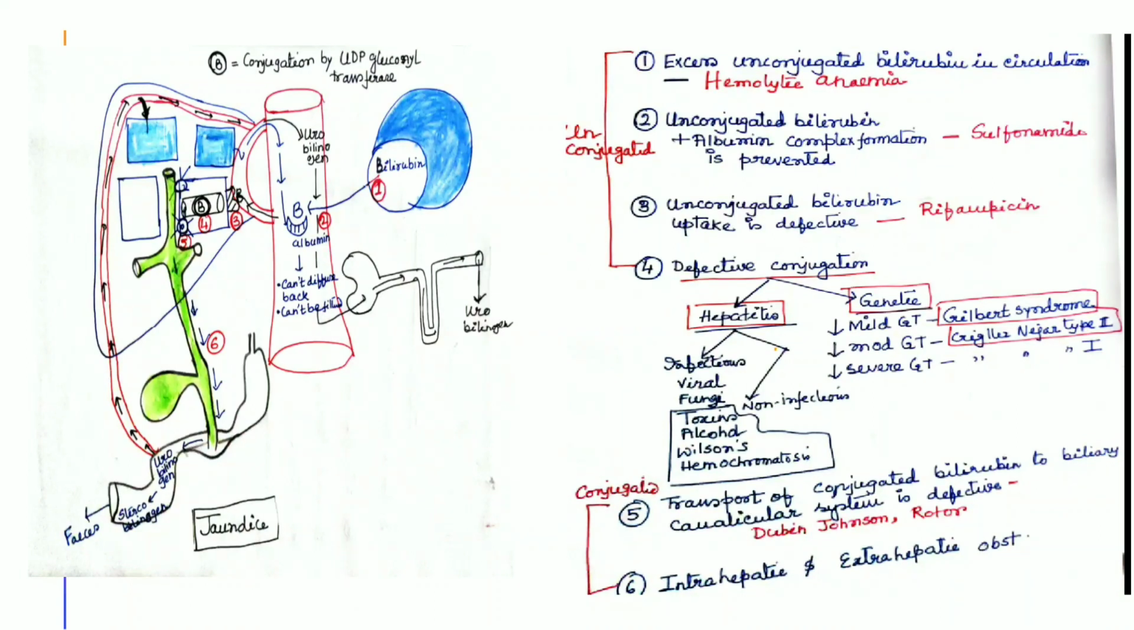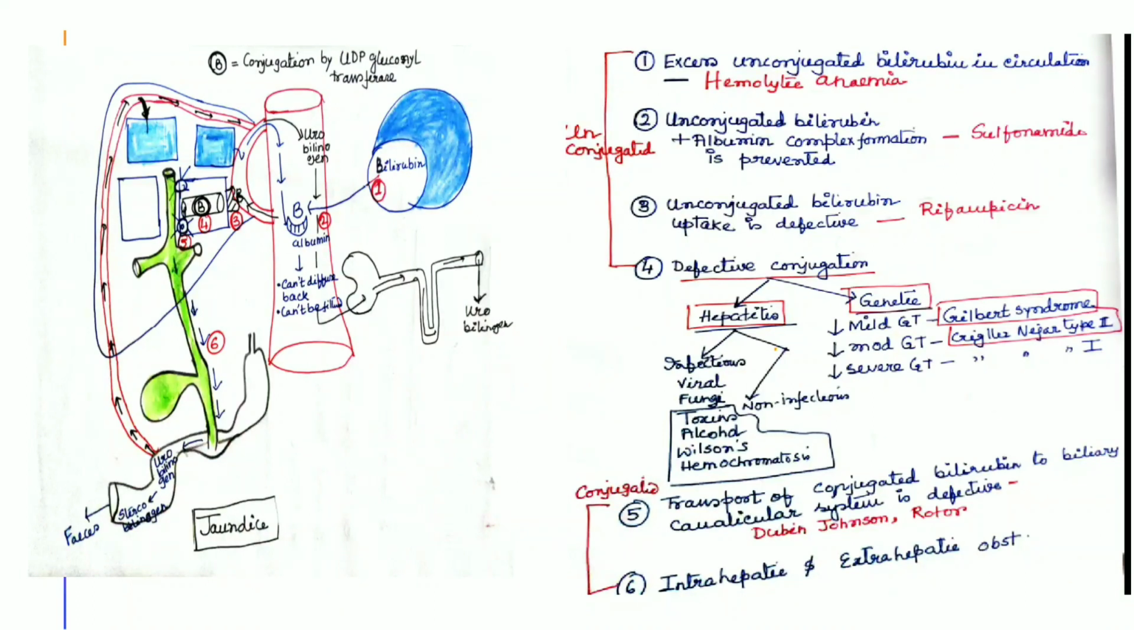So I want to clear this concept: point number 1, 2, 3 and 4, where first, excess production of unconjugated bilirubin, second, displacement of bilirubin from albumin, third, uptake of unconjugated bilirubin is poor, and fourth, the conjugation process is defective. In these 4 cases, there will be a rise in unconjugated bilirubin. It may be hemolytic jaundice, drugs like sulfonamides or penicillin, drugs like rifampicin, syndromes like Gilbert or Crigler-Najjar, or hepatitis. In hepatitis, the conjugated bilirubin level will also be raised.